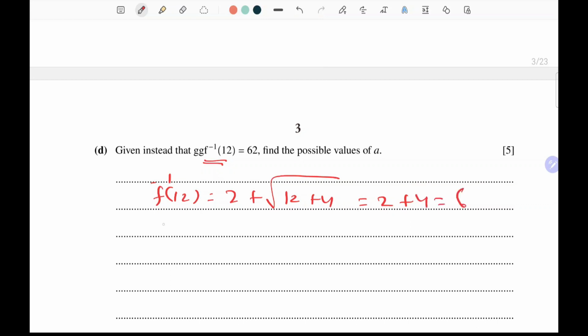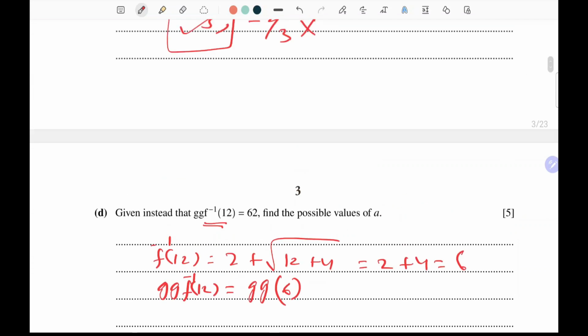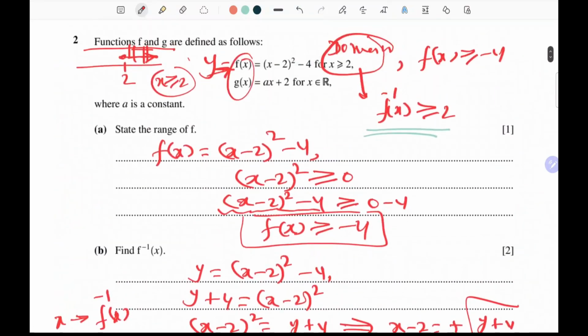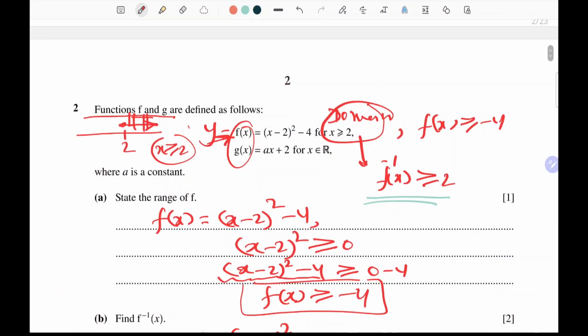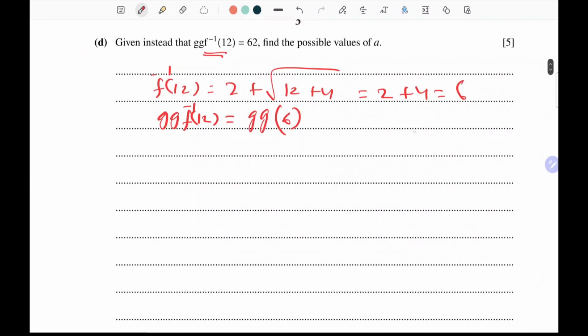Okay, that's great. Now we have to find g of f inverse 12. That equals g of, but f inverse 12 we have 6. Okay, it means we need to find first g of 6. So g of 6 we need to get from here, which is ax plus 2. So g(x) is ax plus 2. That's great. Now we need to find g(6), but a is given. Oh, a we need to find. So g(6) is a times 6, so this is 6a plus 2. Okay, so g of 6 I got.